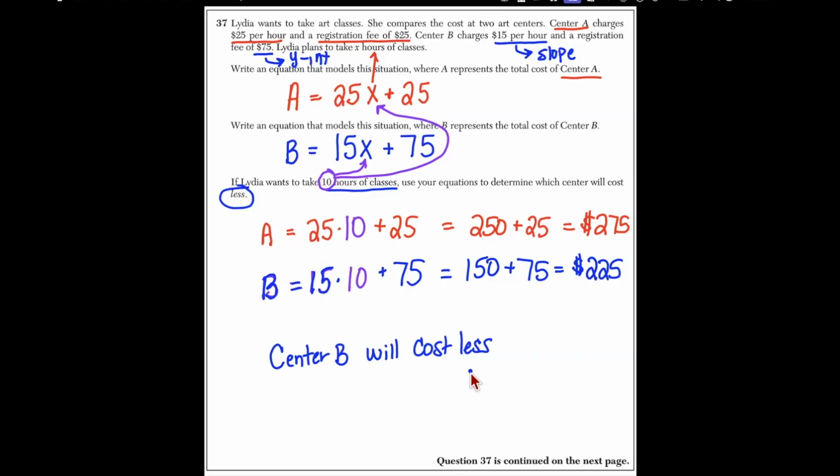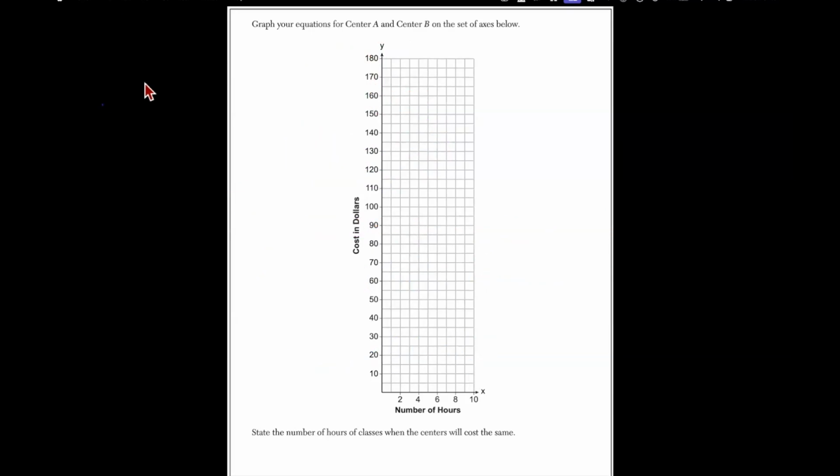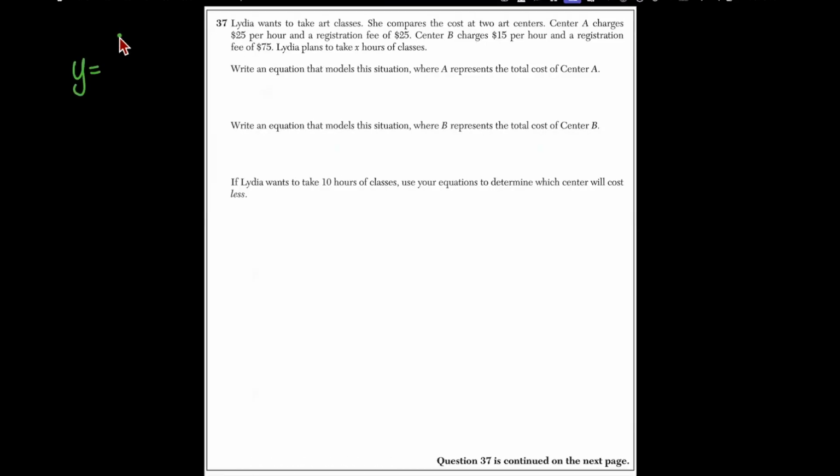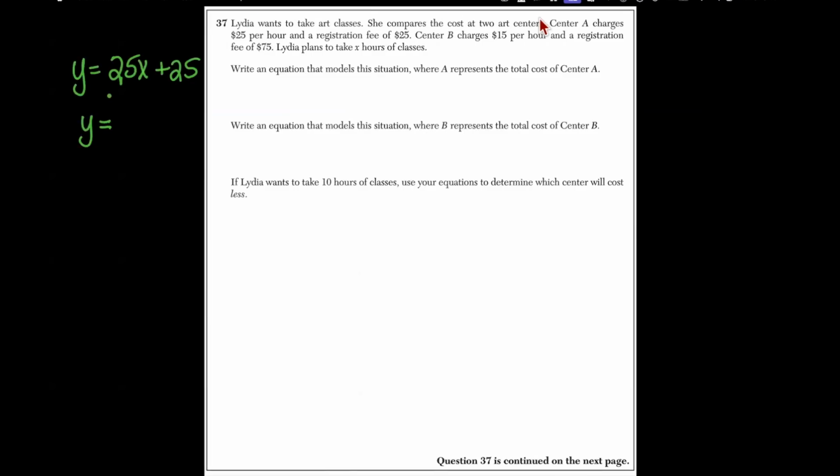So I'm going to turn the page here, and it's going to ask me to graph the system out. So I'm going to first rewrite my equations over here on the left-hand side so that I have them. So that was y is equal to, I believe it was, 25x plus 25. And my second equation was y is equal to 15x plus 75.